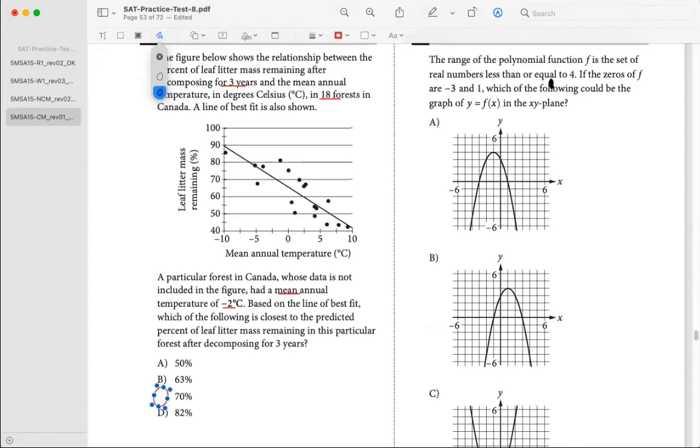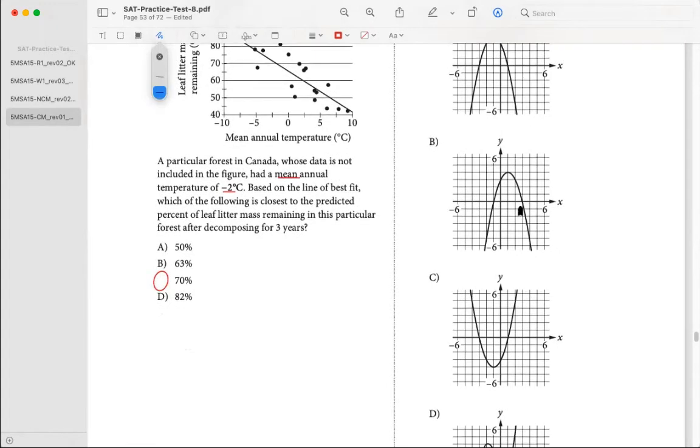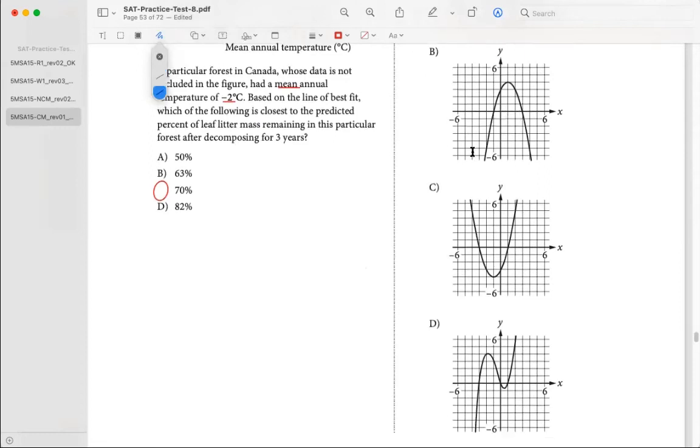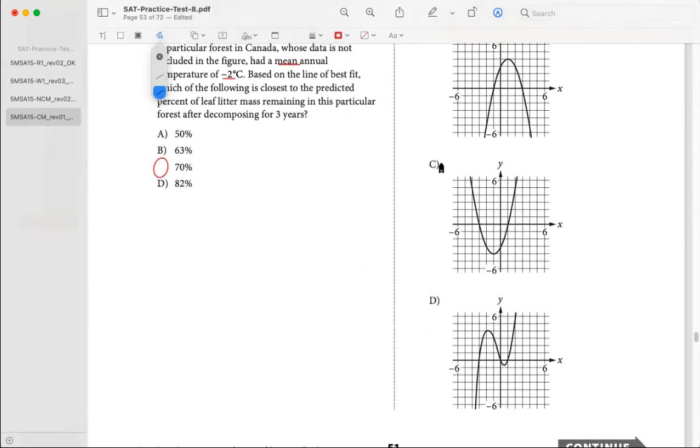If the zeros of f are -3 and 1, that means that it's at +3 and -1. +3, -1. Okay, A's wrong. Okay, +3, -1. Okay, that's fine. Wrong.